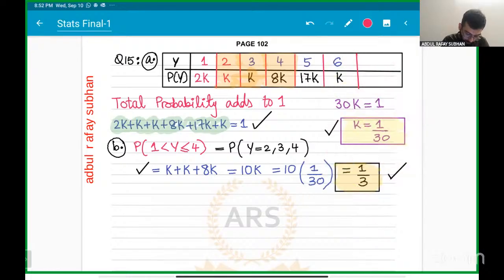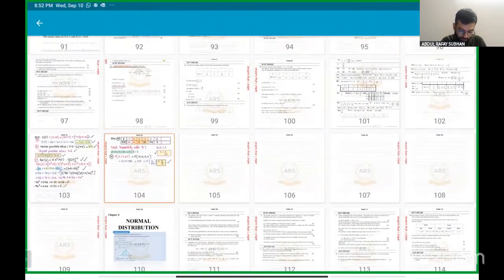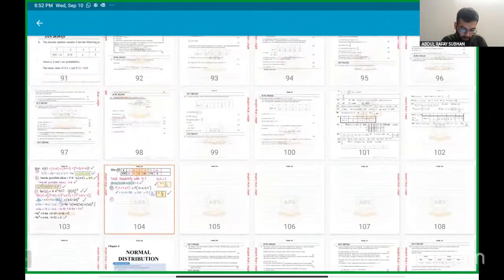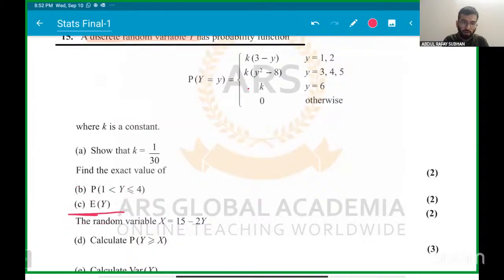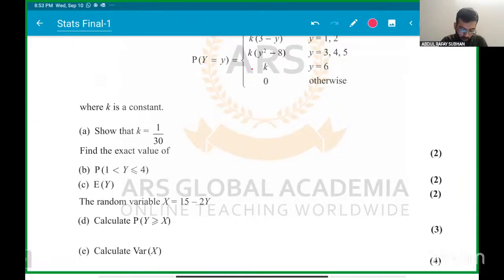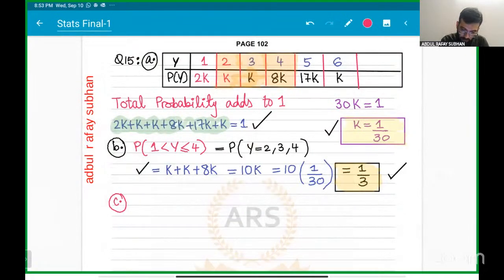Next we have to find the expected value, again the mean. So let's quickly do that as well, because after that the part gets difficult. Part C is also not difficult. We just have to find E(Y), the expected value of Y. Then parts D and E become difficult. So let's quickly do part C. We have to get the expected value of Y, and that should be very simple.